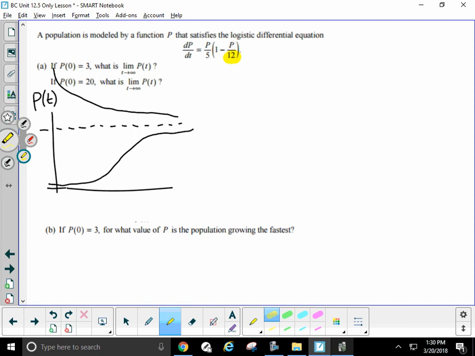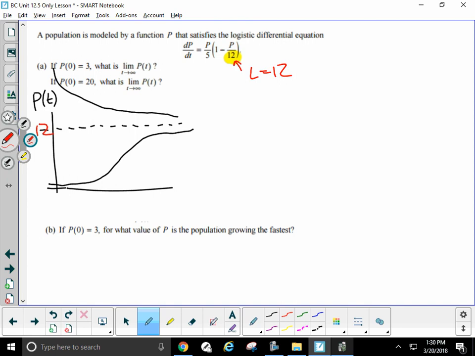If you answered 12, you are correct. 12 is that key point. It is our carrying capacity. It is L. We just look at the differential equation, we see there's 12. That is L. You do not have to do any type of calculus. You do not have to solve this differential equation.